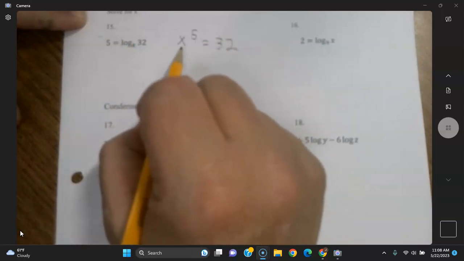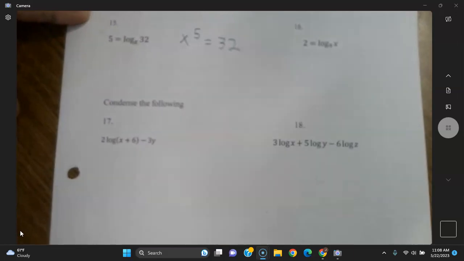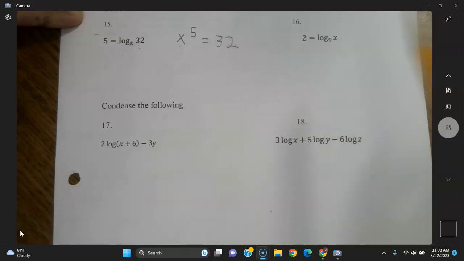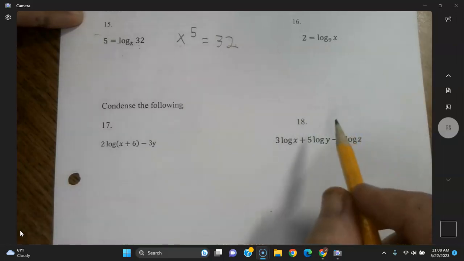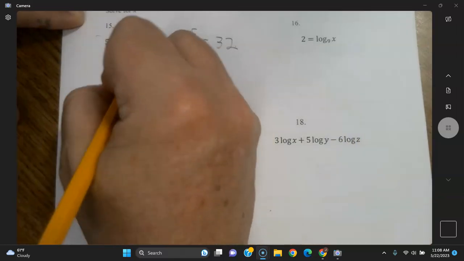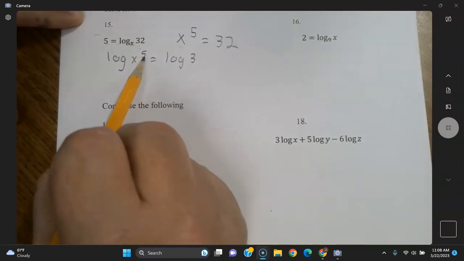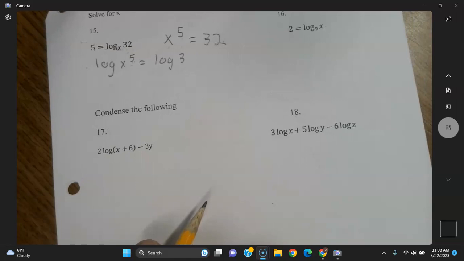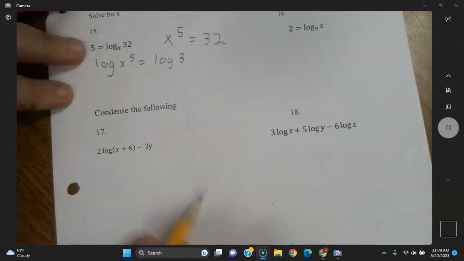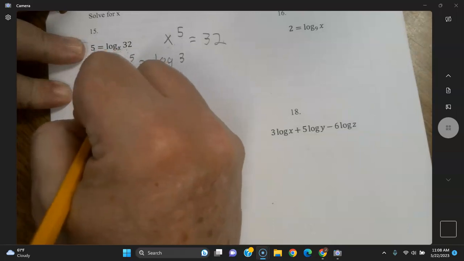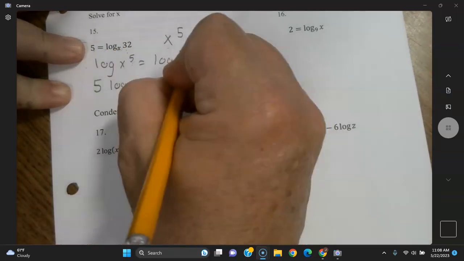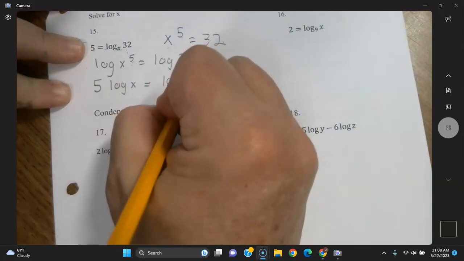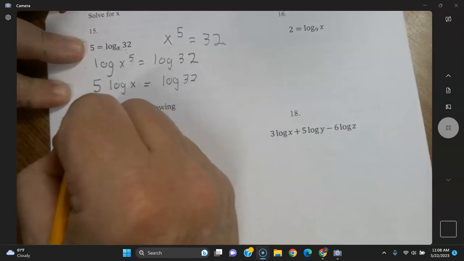Okay, so now some of you could look at this and say, oh, I can see it's 2 to the 5th. 2 to the 5th is 32. You're done. But what if you couldn't do that? Okay, so what we're going to do then is take the log of both sides, and remember that if you have an exponent inside of a log, you can pull it out to the front. And that is rule number 8. So you can bring this 5 out in front. That should be 32, and that's log 32. Okay, now we can divide both sides by 5.